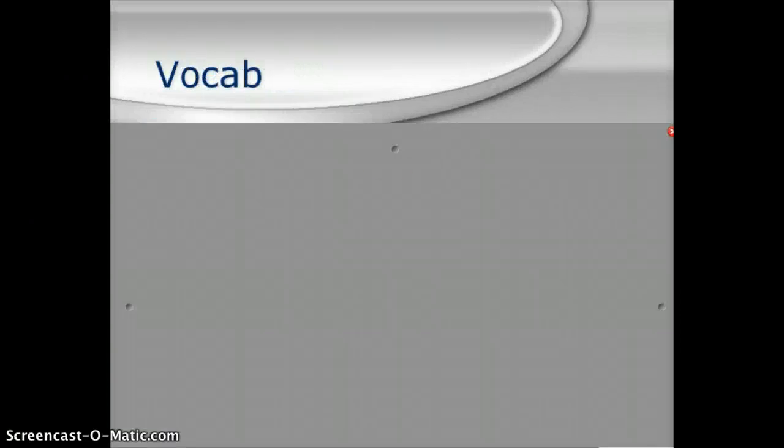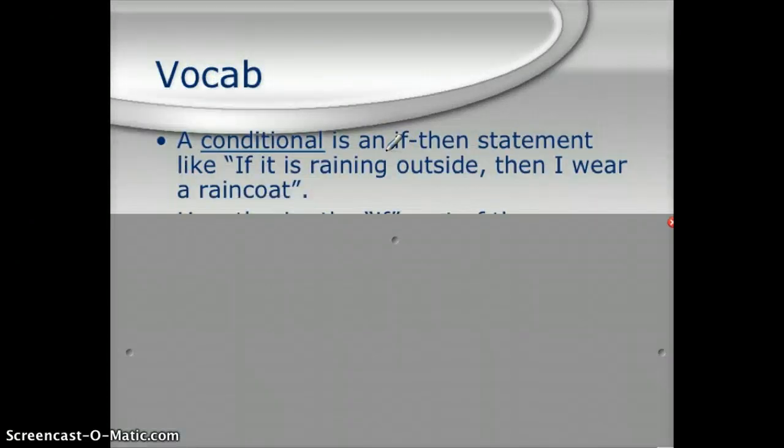Okay, so let's look at some vocab. We're going to look at a conditional. A conditional is an if-then statement. So here's a normal word one. If it is raining outside, then I wear a raincoat. Okay, it has an if part and a then part. It's a conditional. If it is raining outside, then I wear a raincoat.